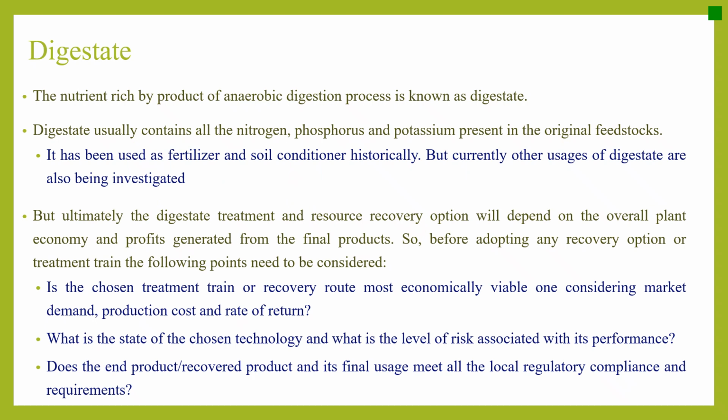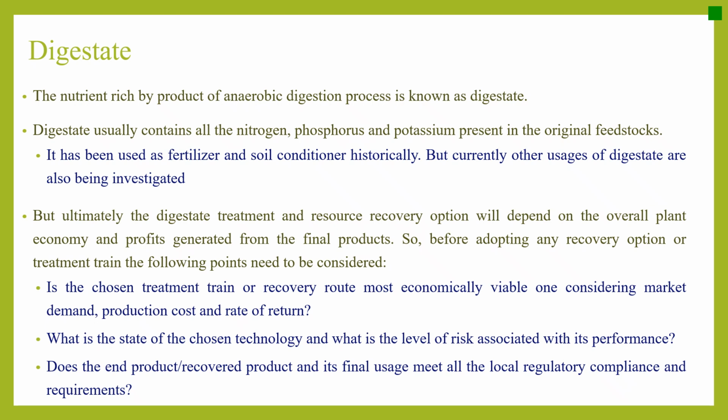The nutrient-rich byproduct of the anaerobic digestion process is known as digestate. Digestate usually contains all the nitrogen, phosphorus, and potassium present in the original feedstocks. It has been used as fertilizer and soil conditioner historically. But currently, other usages of digestate are also being investigated.